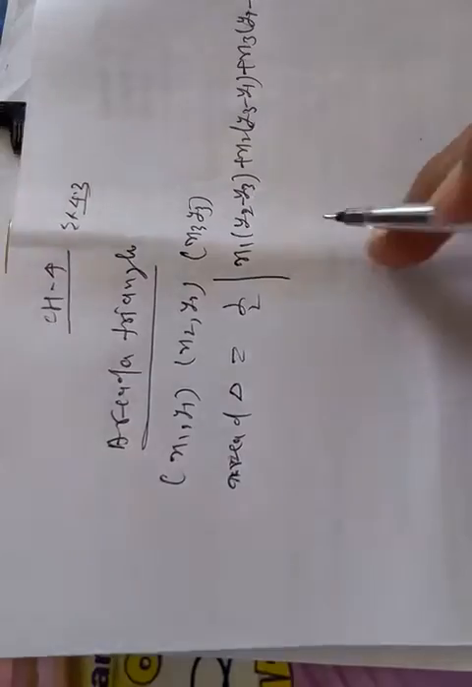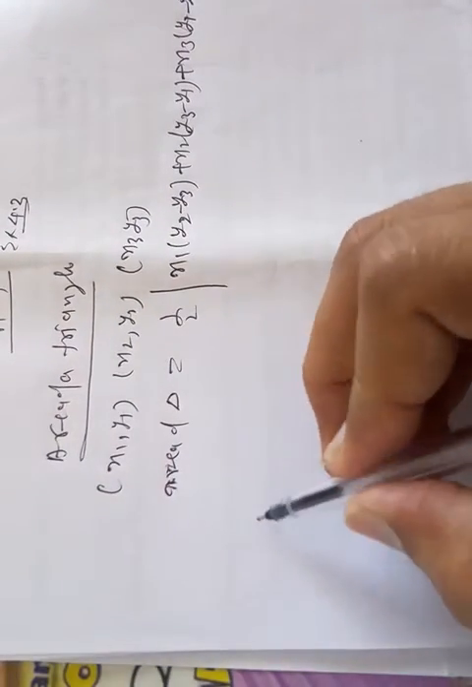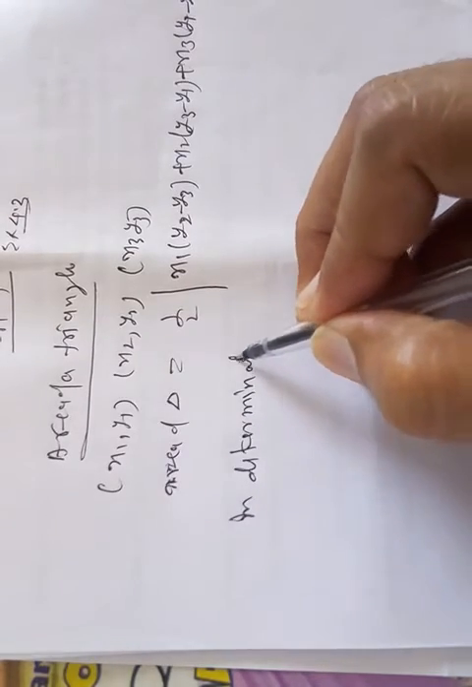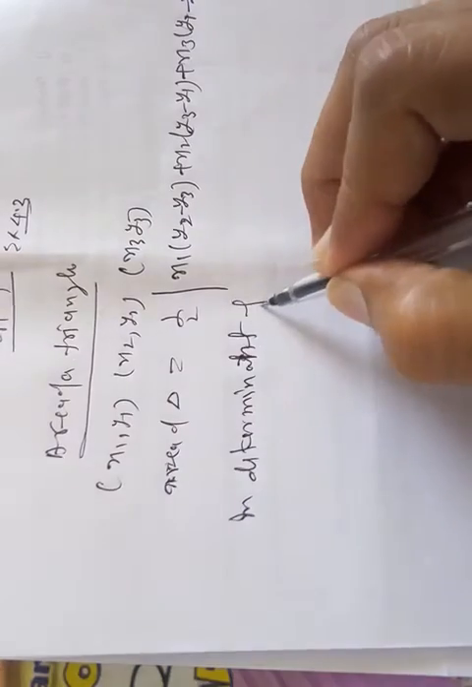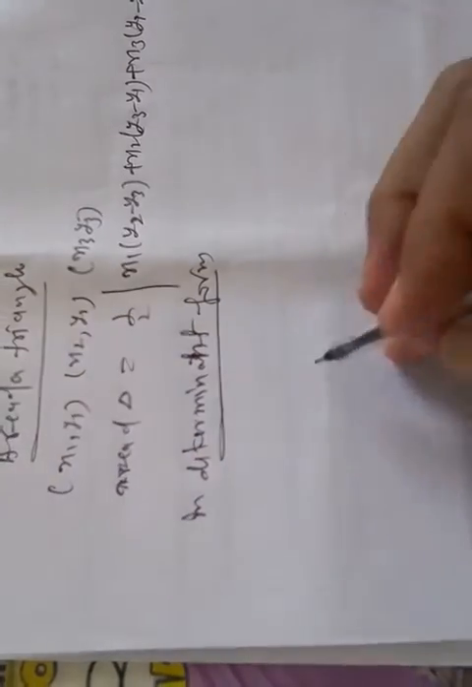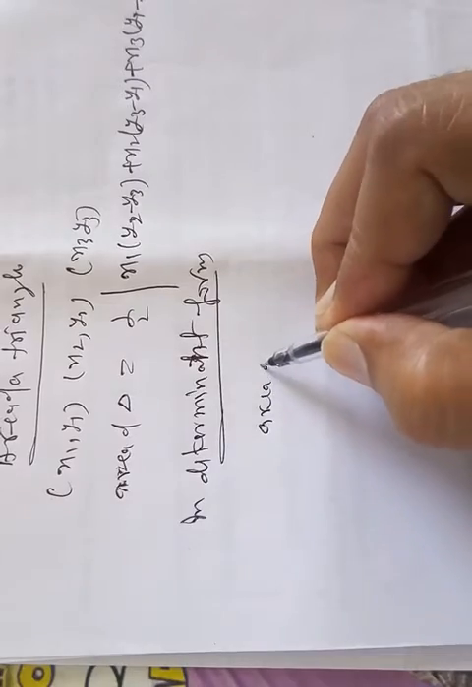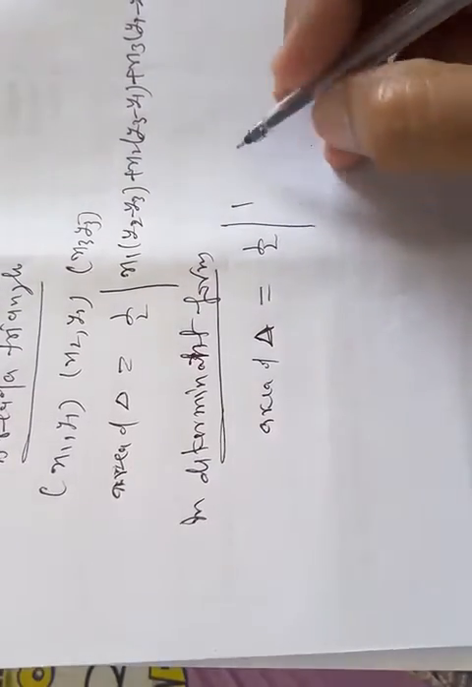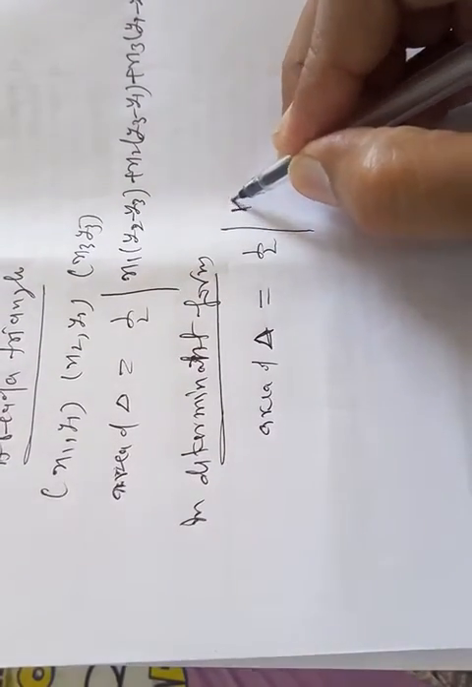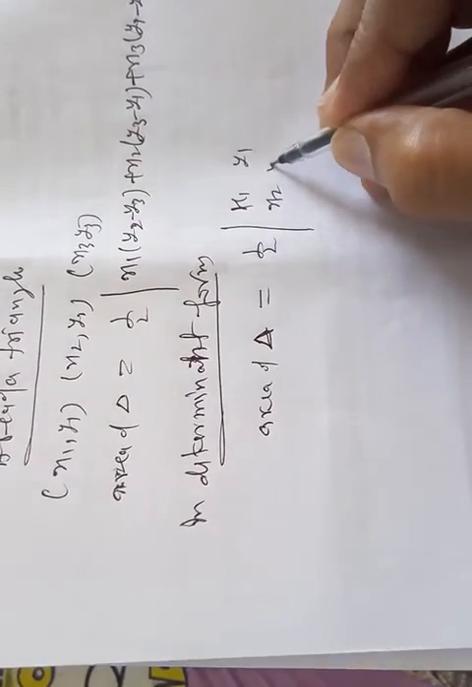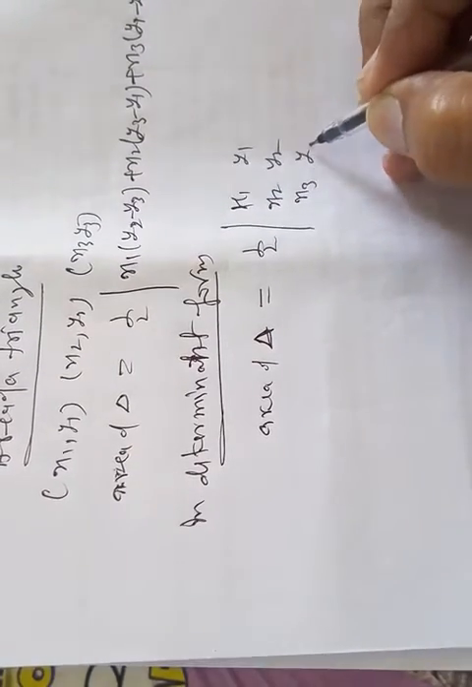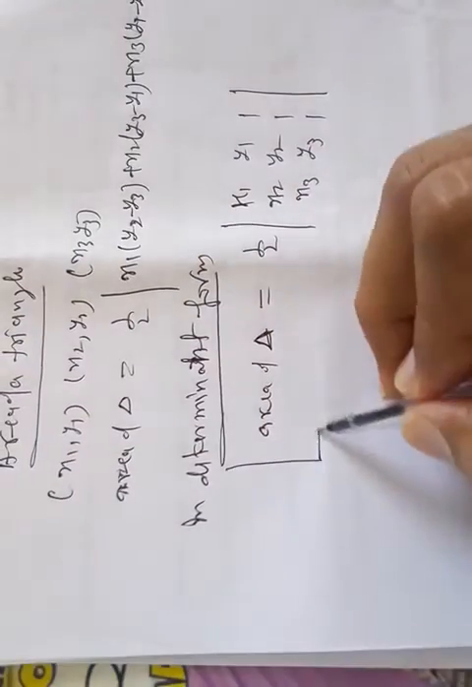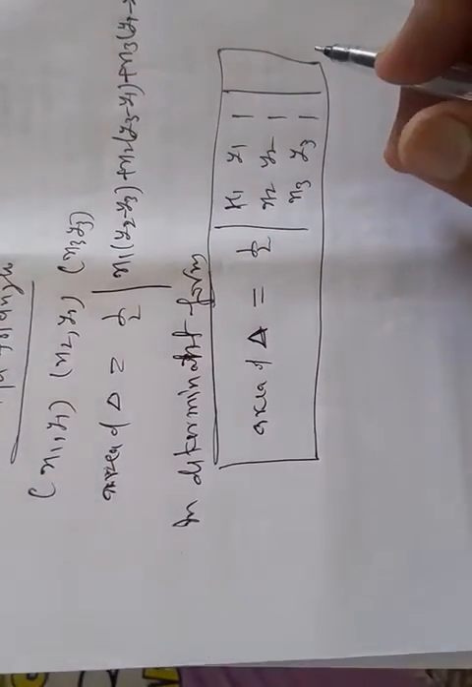Okay, this formula can be changed into determinant form. In determinant form, the area of the triangle, denoted by delta, is 1 upon 2 times the 3 by 3 determinant with rows 1: x1, y1, 1; x2, y2, 1; x3, y3, 1. This is the formula for the area of a triangle by determinant.